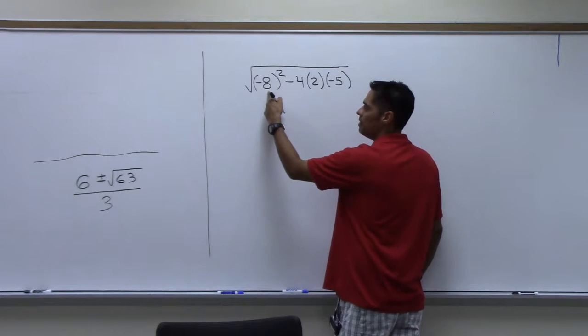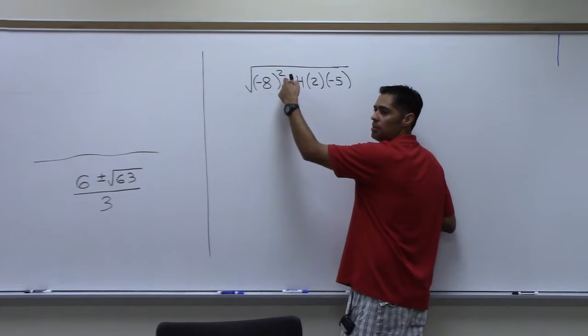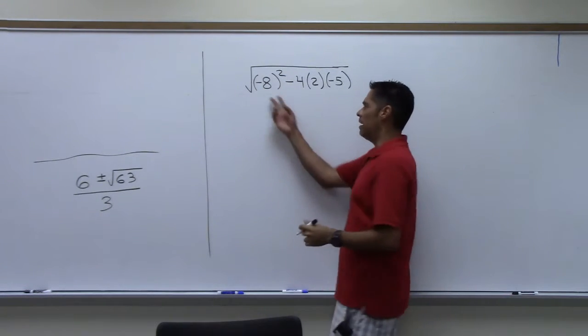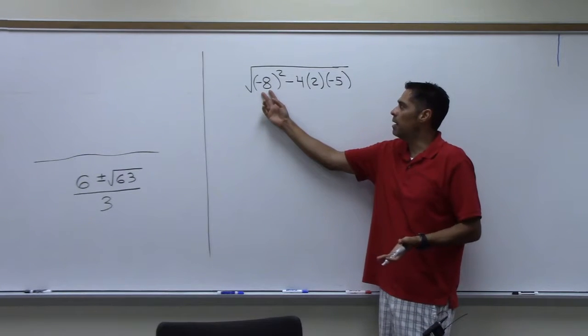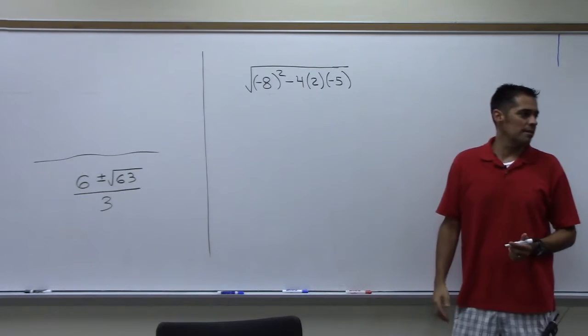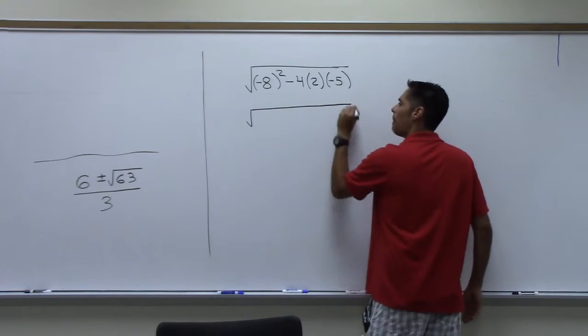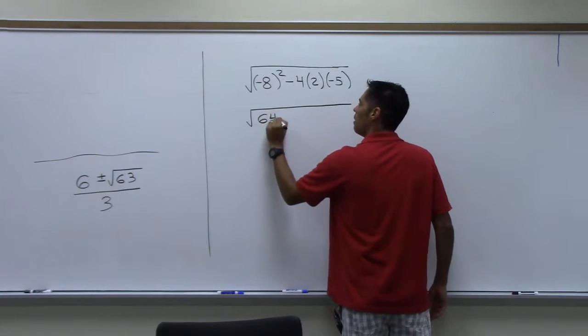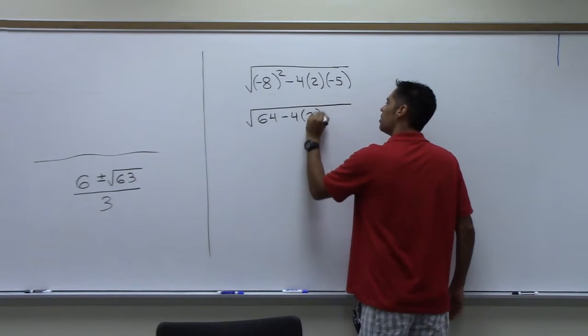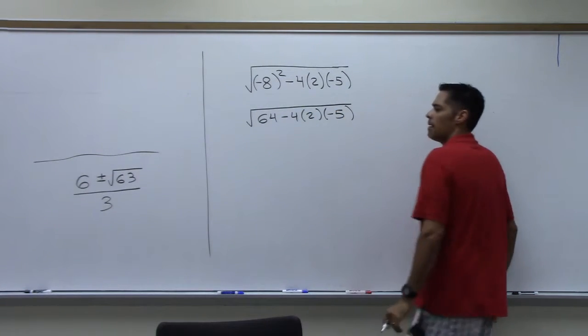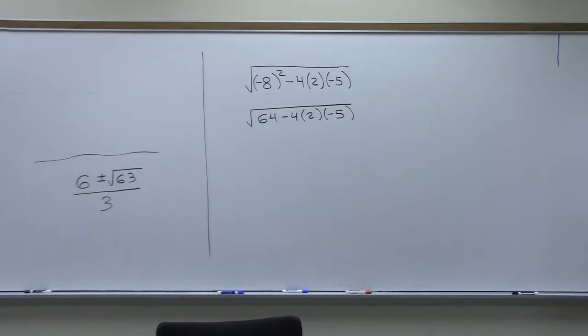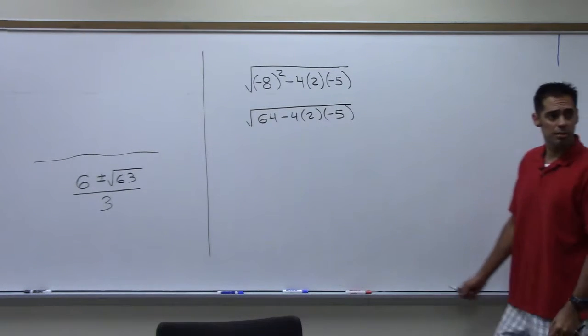Do the parenthesis, exponents. So, I can't do anything with negative 8, right? Negative 8 is negative 8. But exponents, I can square it. So what's negative 8 squared? 64? Positive though, right? That's 64 minus 4 times 2 times negative 5. Okay, what's the next operation that you're going to do? Multiplication. Which one?